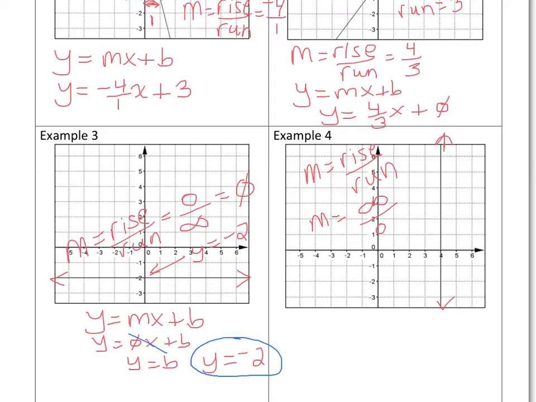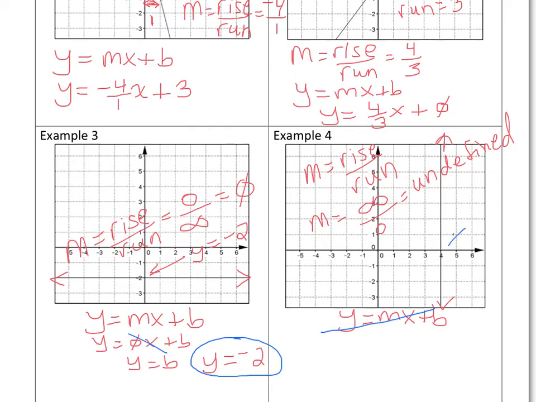So we're dividing by 0, therefore that slope is undefined. Now how do we deal with this in an equation sense? Well, y equals mx plus b, we really can't have an undefined slope. So this equation is really not going to work. What we do have, though, is an x-intercept, not a y-intercept.